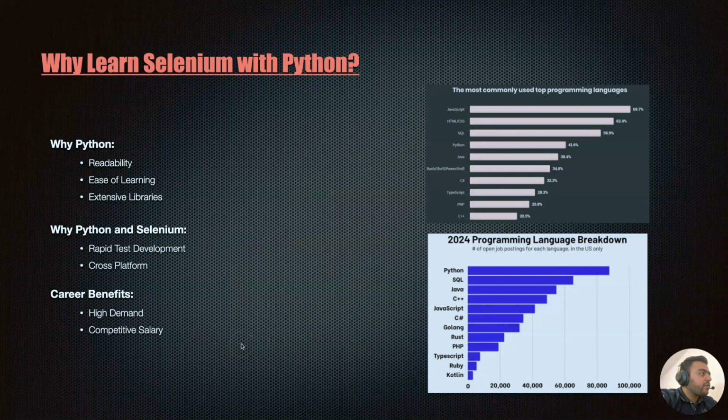Considering the career benefits, Python and Selenium have high demand and competitive salary. Considering Python, it's among the top fourth most popular programming languages. And on the right, you can also see that there have been around 85,000 job postings of Python in 2024 in the US. Moving on.